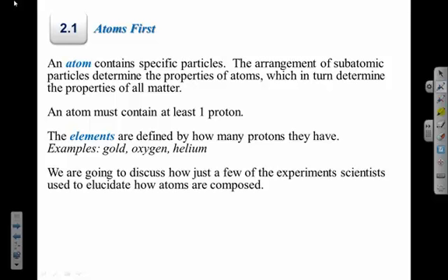Does an atom require the presence of a neutron? No. Does an atom require the presence of an electron? No. All an atom requires is one proton.